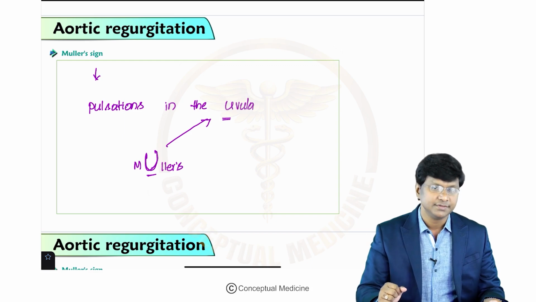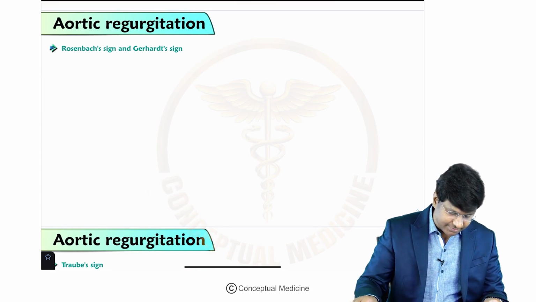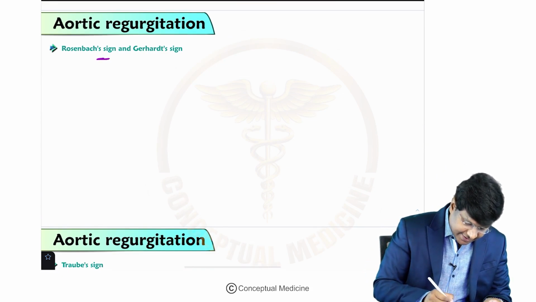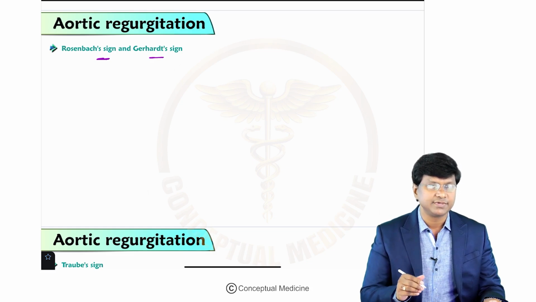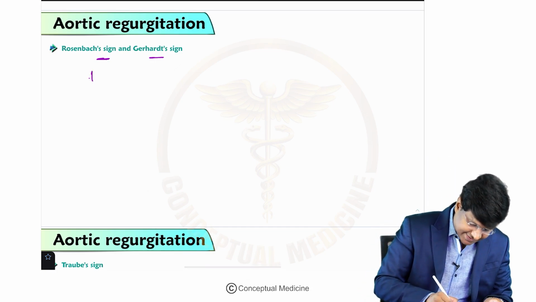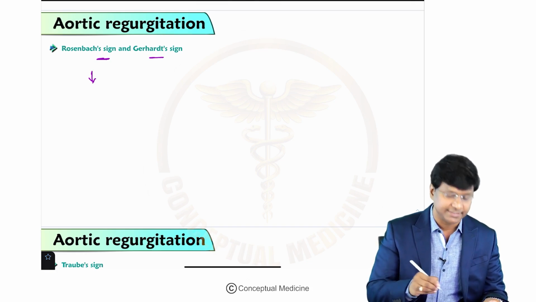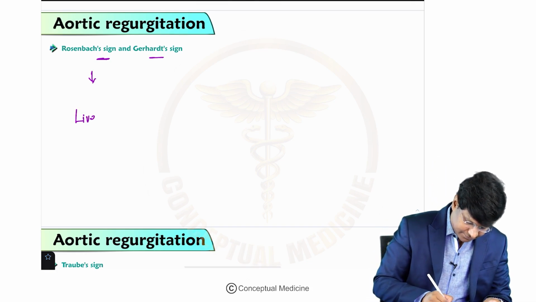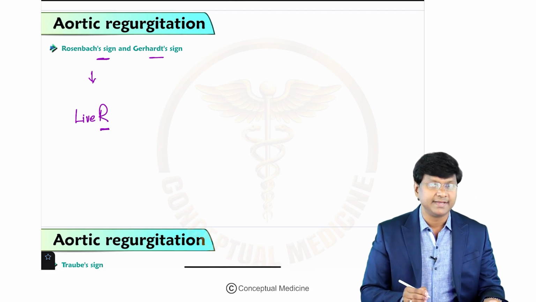and then pulsations within the uvula, that is nothing but your Muller sign. Okay, and after that, let me discuss the Rosenbach sign as well as the Gerhardt sign. These are the two important signs within the abdomen. If you take the Rosenbach sign, it is the pulsations which you feel over the liver, that is nothing but your Rosenbach sign.